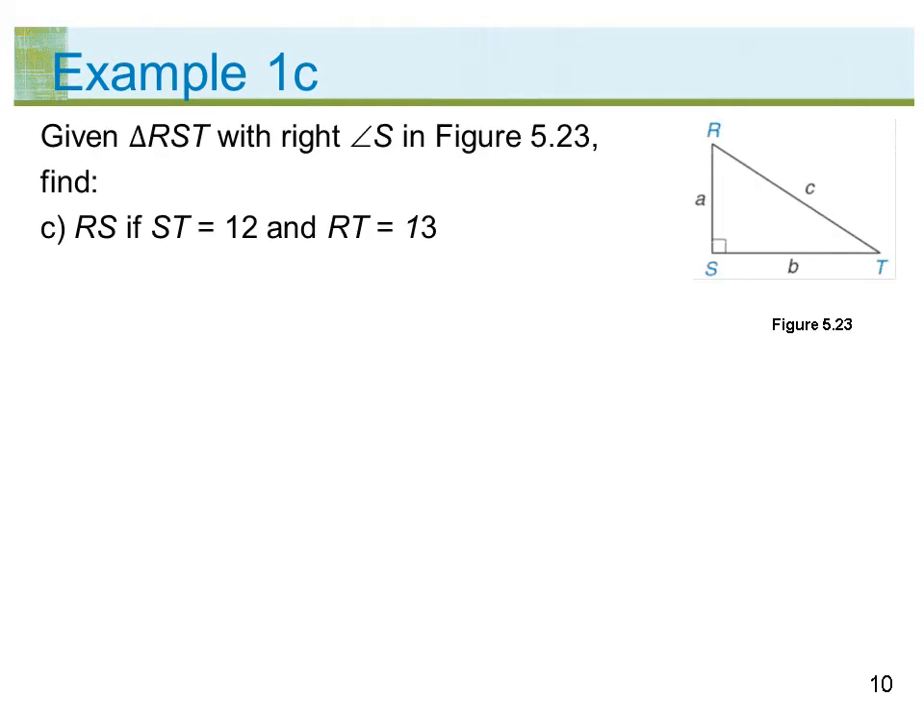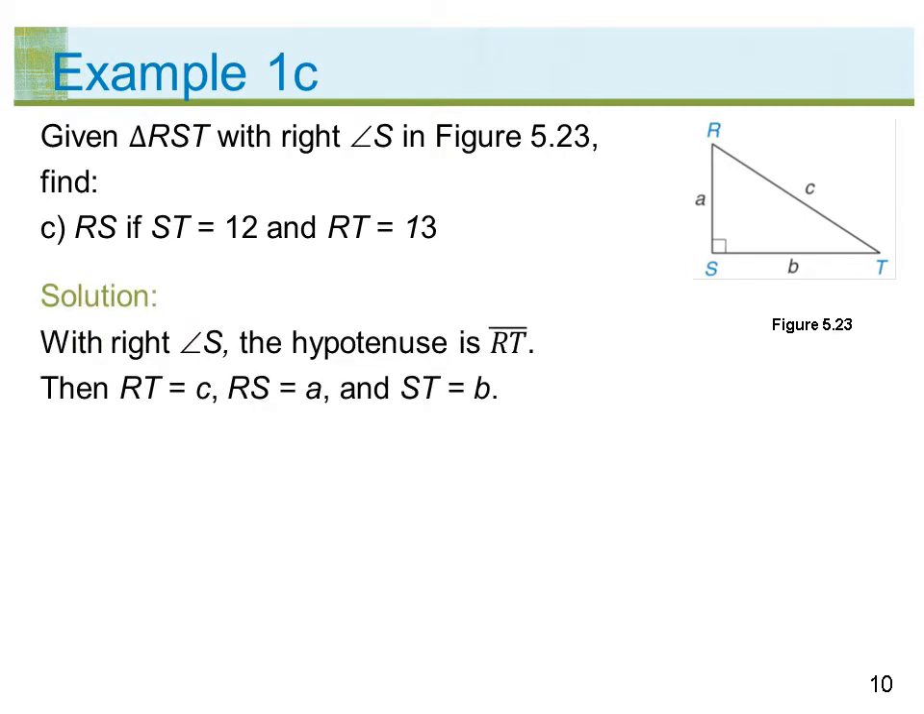Given triangle RST with right angle S in figure 5.23, find C. Length RS if length ST equals 12 and length RT equals 13. Solution. With right angle S, the hypotenuse is segment RT. Then, length RT equals c, length of RS equals a, and length of ST equals b. C. a squared plus b squared equals c squared becomes a squared plus 12 squared equals 13 squared.